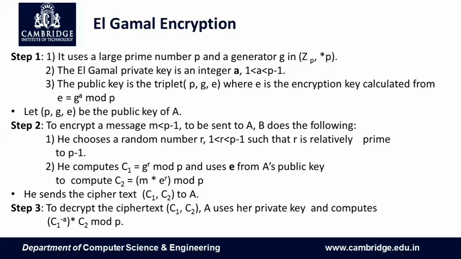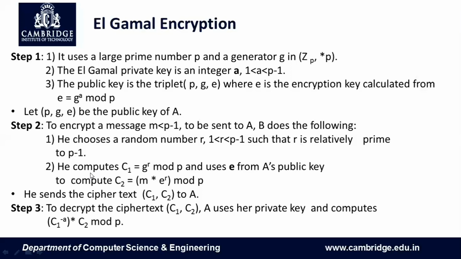So Bob does the following things. First, he needs to choose a random number R such that it is greater than 1 and less than P minus 1. And one more condition it has to satisfy: R should be relatively prime to P minus 1. That means the GCD of R and P minus 1 should be equal to 1.